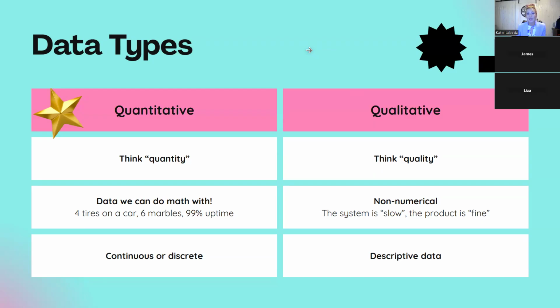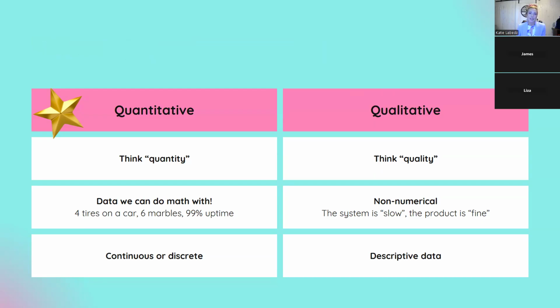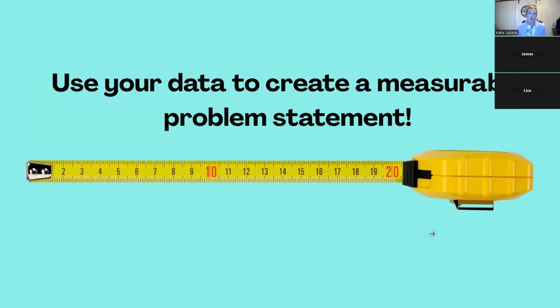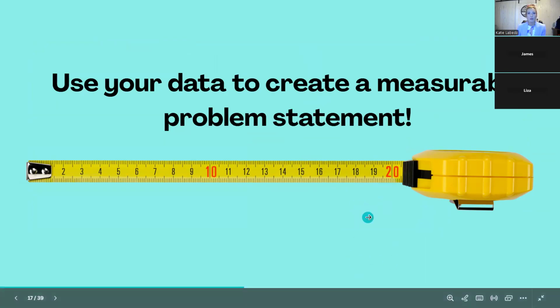So when we want to talk about data, we want to talk about quantitative, or quantity of something. As Dr. Deming, our quality guru, said, in God we trust, all others must bring data. So we need data. We need our data to create a measurable problem statement. That's what we are coaching people on, how to create a measurable problem statement.